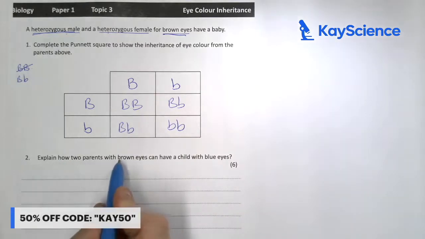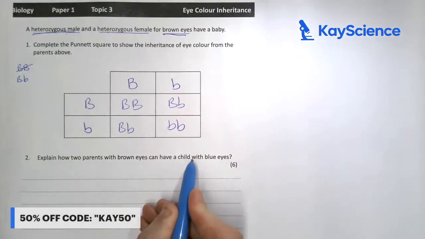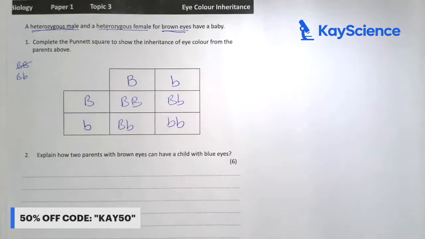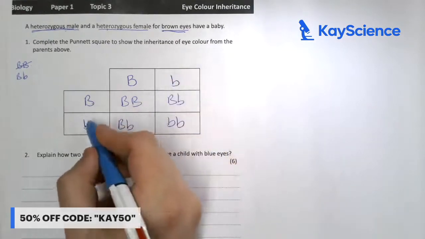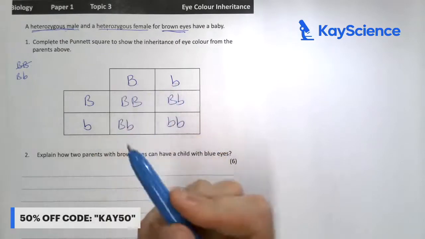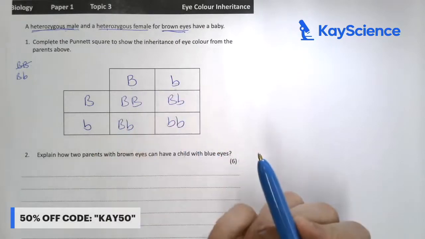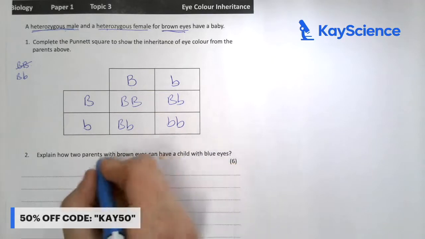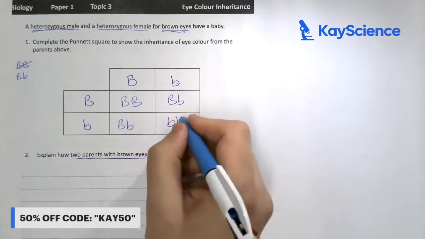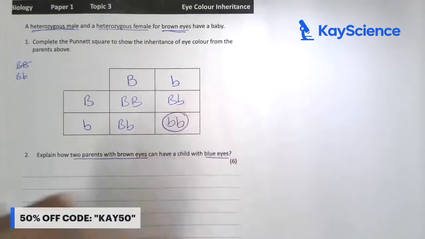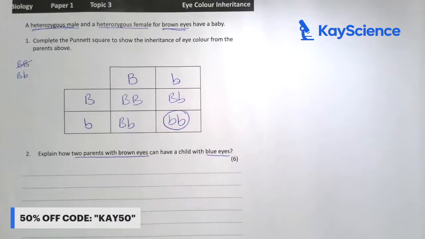Now explain how 2 parents with brown eyes can have a child with blue eyes. What we've got here are 2 parents with brown eyes, big B, little b and big B, little b. This is their genotype. Their phenotype is brown eyes. So how can they have a child with blue eyes? Let's write about this, and I'm going to show you a method of doing it so you can get as many marks as you can in your exam.